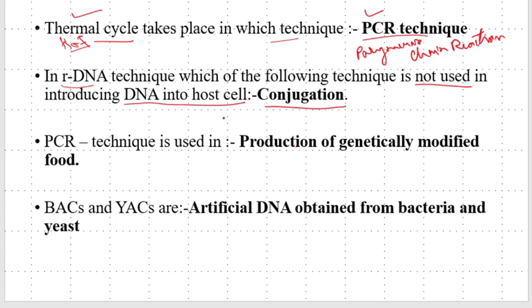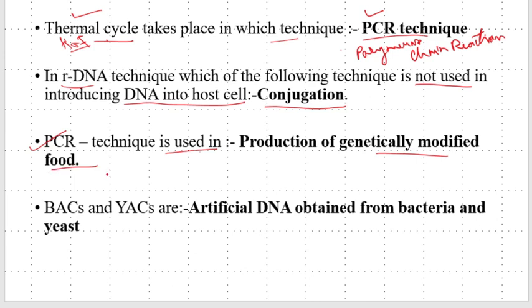Conjugation is not used. Then, the PCR technique is used in... Now here the same thing: the polymerase chain reaction, this thermal cycle. Where is it used? This technique is used for the production of genetically modified food. Okay, it is also used.